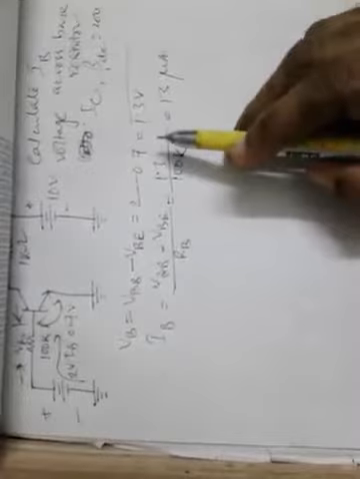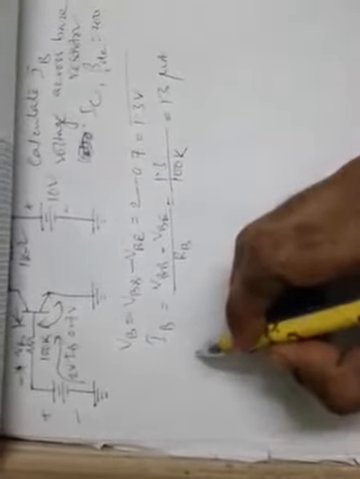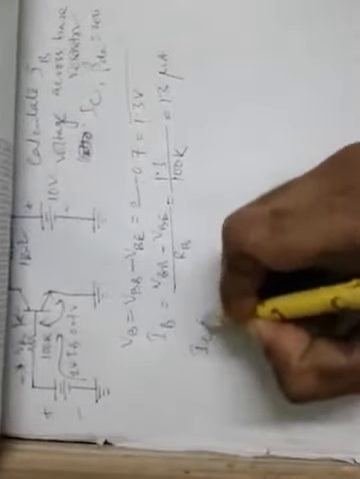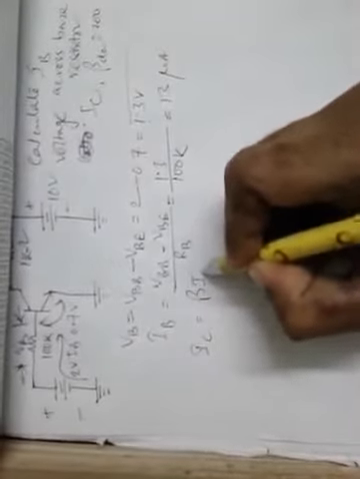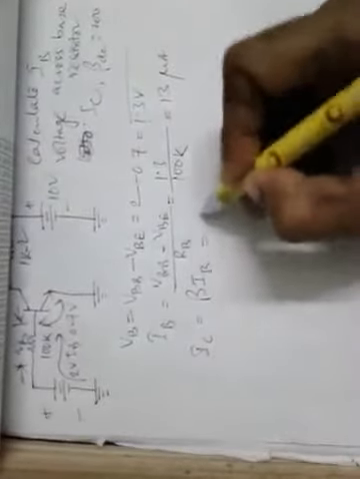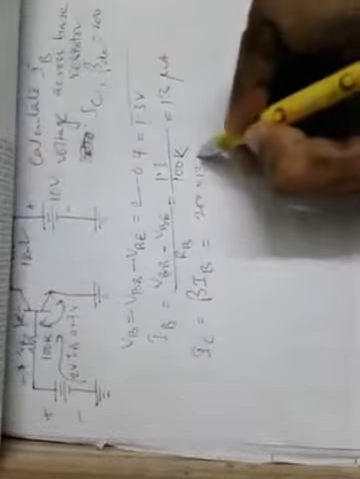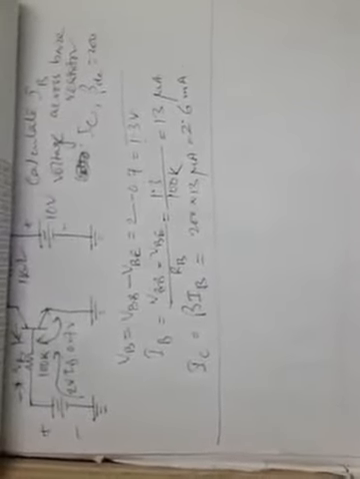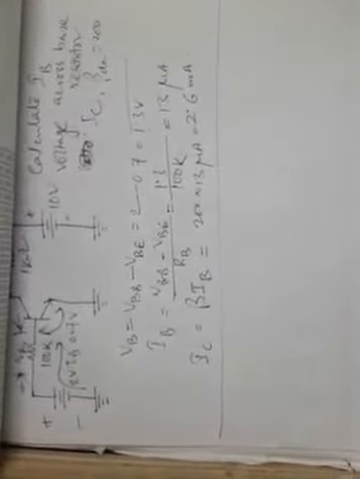Now the voltage across the base resistor we have already found, it is 1.3 volt. So two answers have been found, and now IC is, we know, beta IB, which is equal to 200 into 13 microampere, that is 2.6 milliampere. So this was a simple problem to understand how the input characteristics are analyzed in case of common emitter mode of operation.